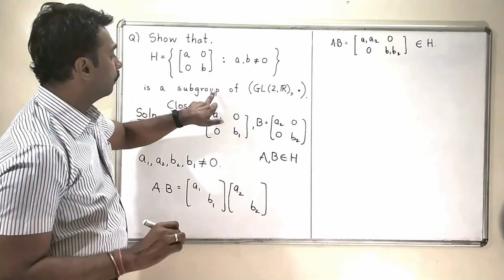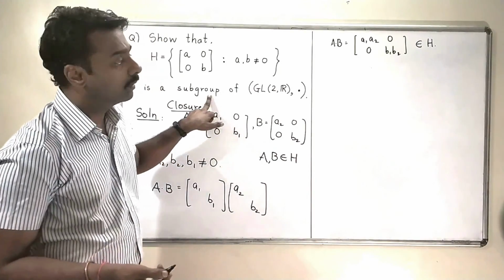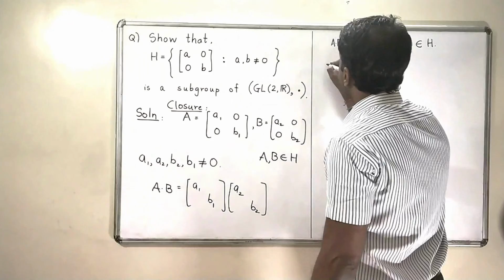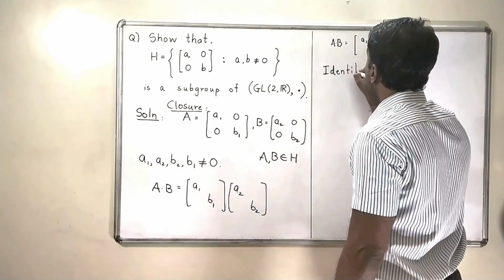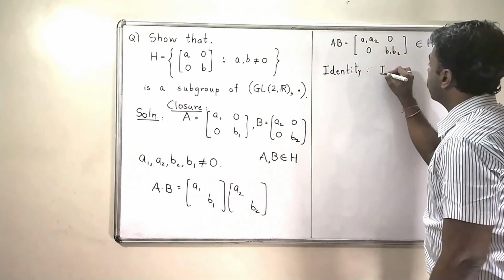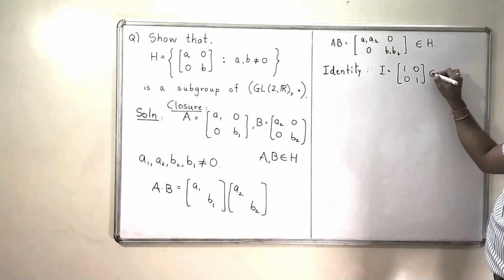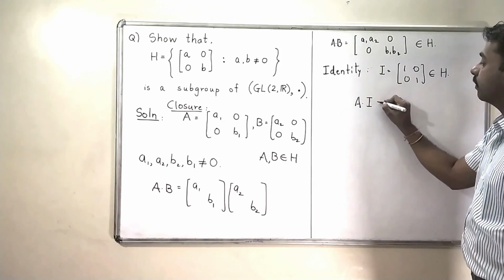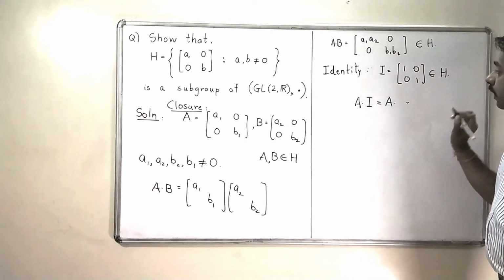Now for showing a subgroup, we do not check the associativity because we have a theorem. So we will directly check the identity. Does the identity exist? What is the identity of this particular group? Clearly the identity matrix, which is 1 0 0 1, belongs to H, because A into the identity matrix will again be equal to A. So this identity will work for us.